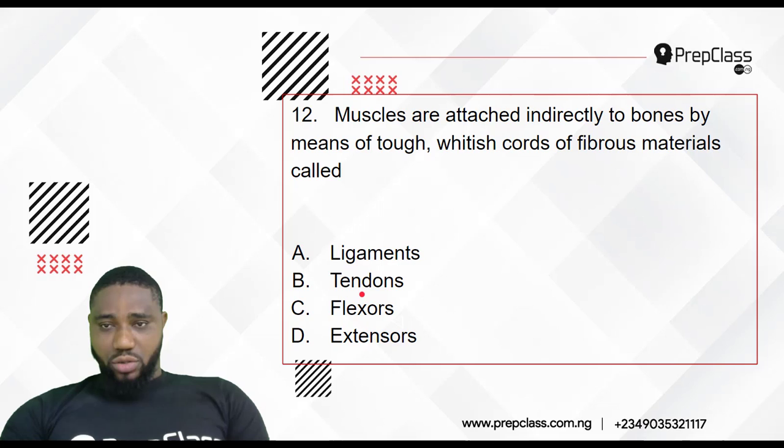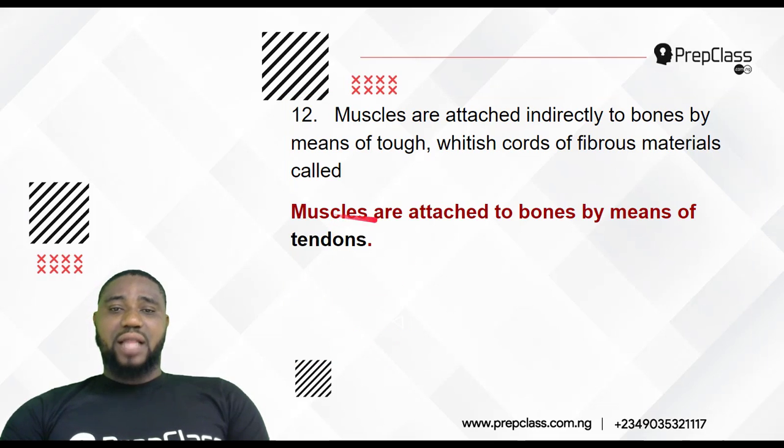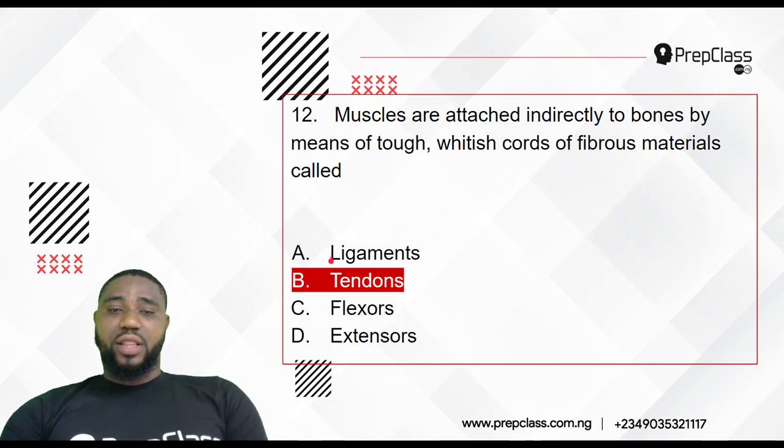Muscles are attached to bones by means of tendons. So it's via tendons that a muscle joins a bone. So note it today that muscles are attached to bones by means of tendons. So the correct answer there is what? Tendons.